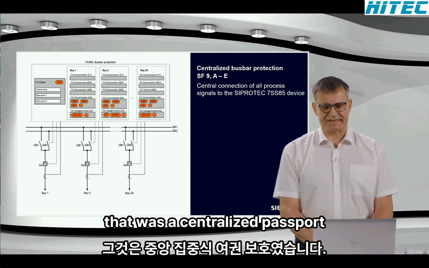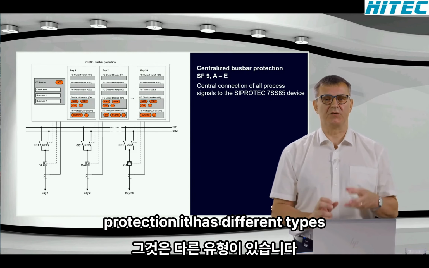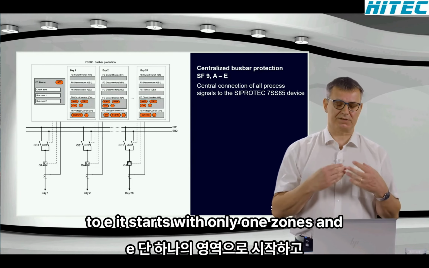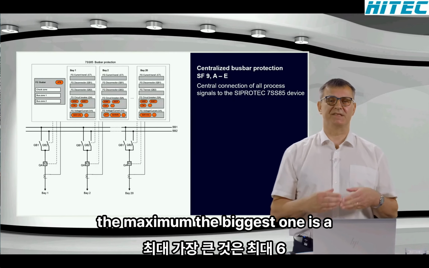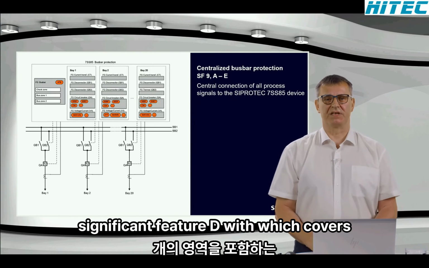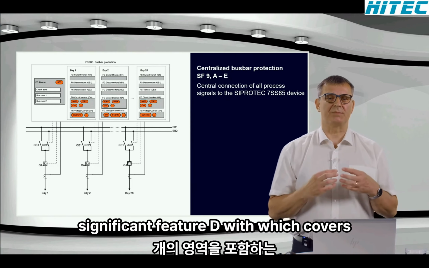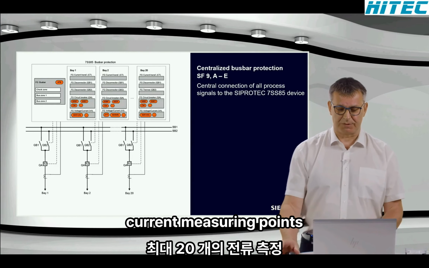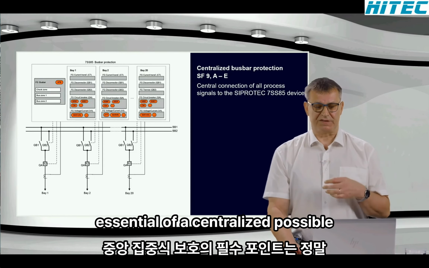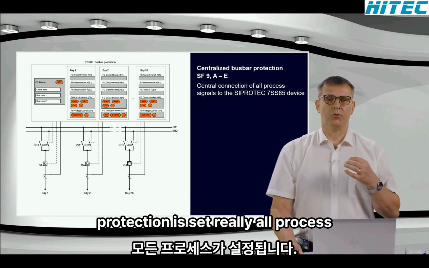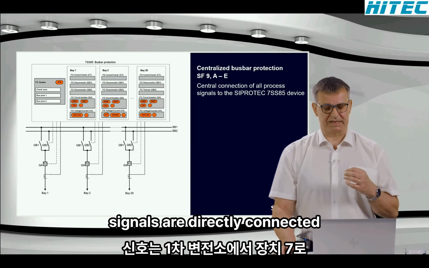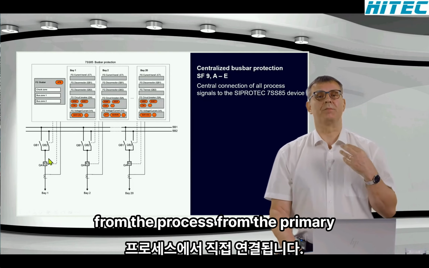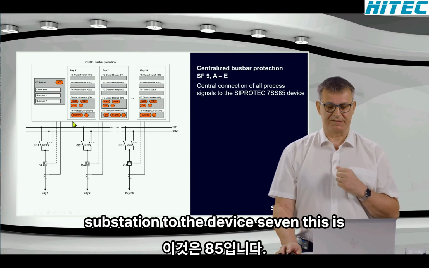Let me start with the first type of the 7SS85 busbar protection. The first type was the centralized busbar protection. It has different types, significant feature 9 and A to E. It starts with only one zone, and the biggest one is significant feature D, which covers up to 6 zones and a maximum of 20 current measuring points. The essential of a centralized busbar protection is that really all process signals are directly connected from the primary substation to the device 7SS85.